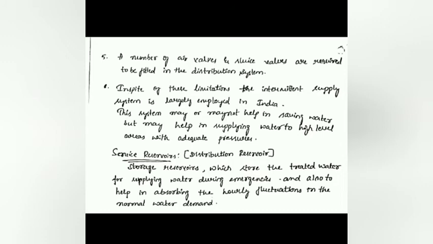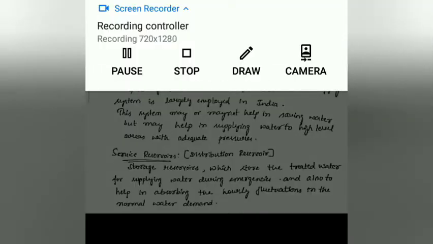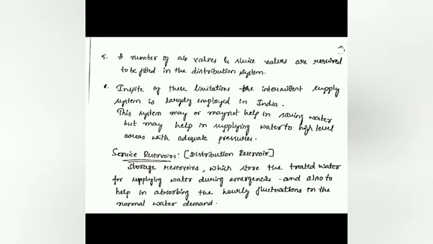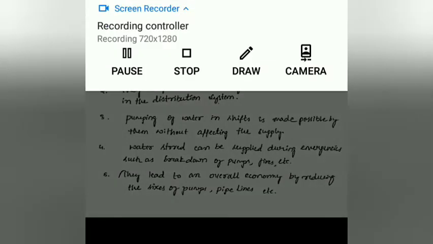Next, let us check what are the different types of service reservoirs or distribution reservoirs that will be used in order to store the water. Storage reservoirs store the treated water for supplying the water during emergencies, and also help in absorbing the hourly fluctuations in the normal water demand. This is why the storage reservoirs are provided. These are also called distribution reservoirs. Next, let us check what are the functions of the distribution reservoirs.